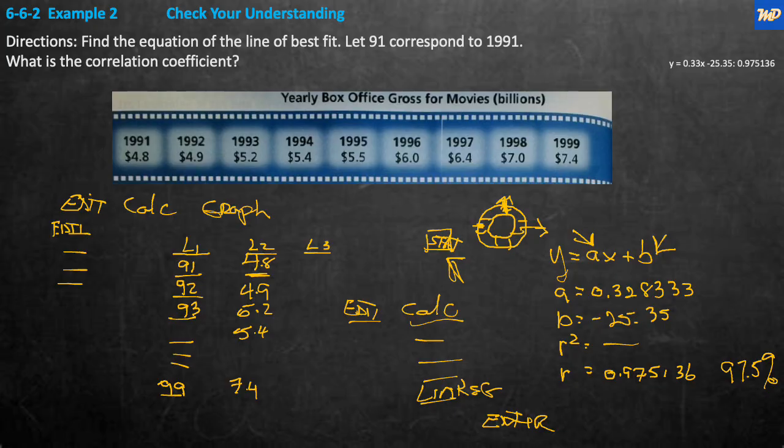The equation is going to be y is equal to a, which is 0.33, let's just round this, 0.33x, and then it's negative 25, so minus 25.35. And that's your function. That's your linear function of the line that best fits that data.